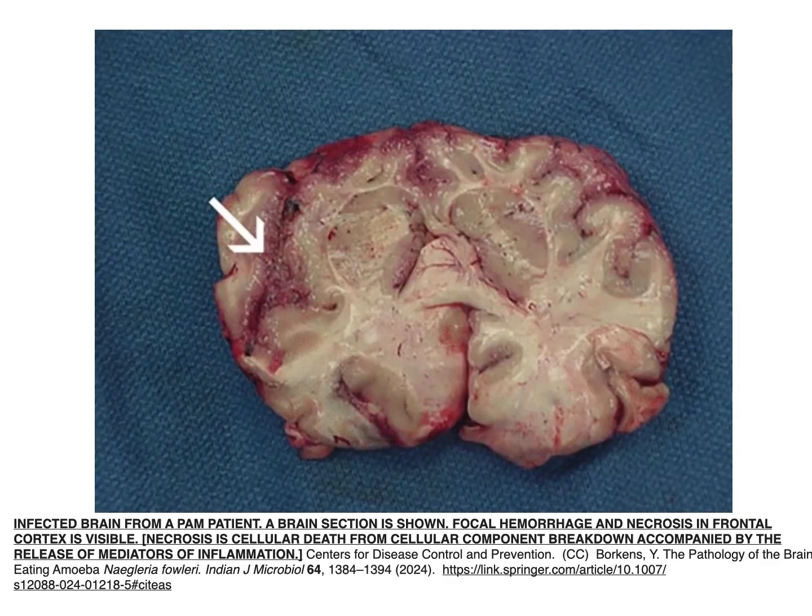Infected brain from a PAM patient. A brain section is shown. Focal hemorrhage and necrosis in frontal cortex is visible. Necrosis is cellular death from cellular component breakdown, accompanied by the release of mediators of inflammation.